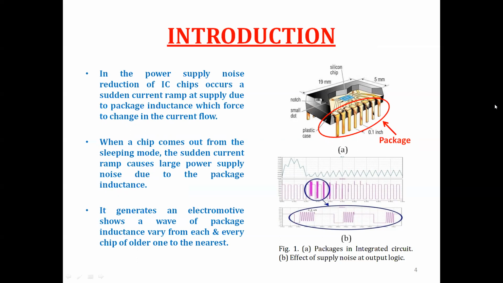As we know from the behavior of inductance, current lags behind the voltage. And when the IC comes out of sleeping mode, a sudden current jump occurs due to this package inductance. This ramp is known as noise, and as the noise flows through the whole network in our ICs, we find some abnormalities at the output. In figure A we can see the package available in ICs. In figure B we can see it affects output functionality with glitches in the output wave.